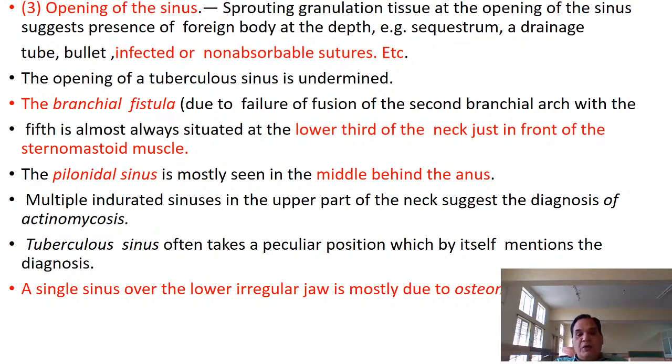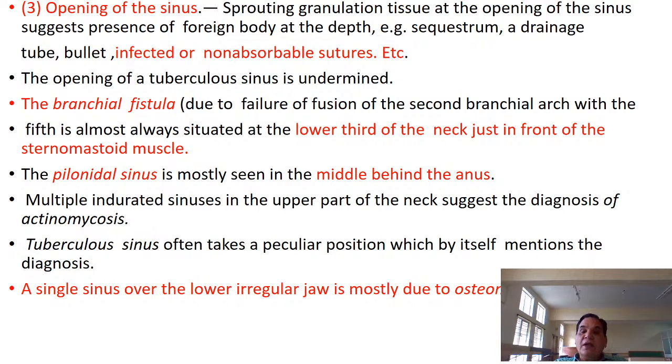As against that, in tuberculosis, we all know the edges. Edges of a tuberculous sinus are undermined. Never forget this: thin, bluish, undermined margin. That means if you put in a probe, you will see that they are empty. That is undermining of edges, diagnostic of a tuberculous sinus. Branchial fistula: the opening is in the lower third, in front of the sternomastoid muscle. Pilonidal sinus is behind the anus. And a single sinus over the lower jaw is osteomyelitis from a carious tooth. Understand? So these you can diagnose by position itself.